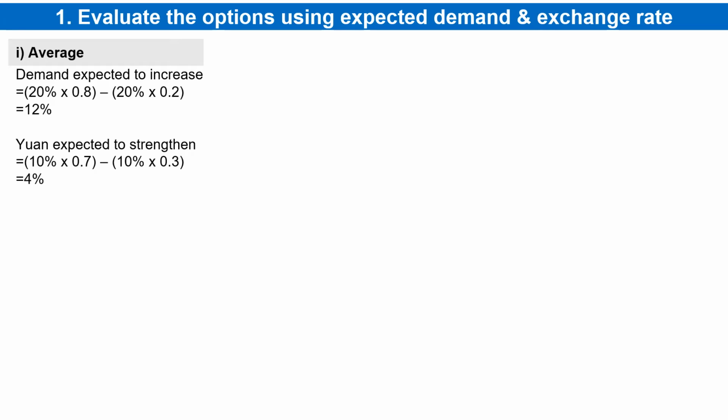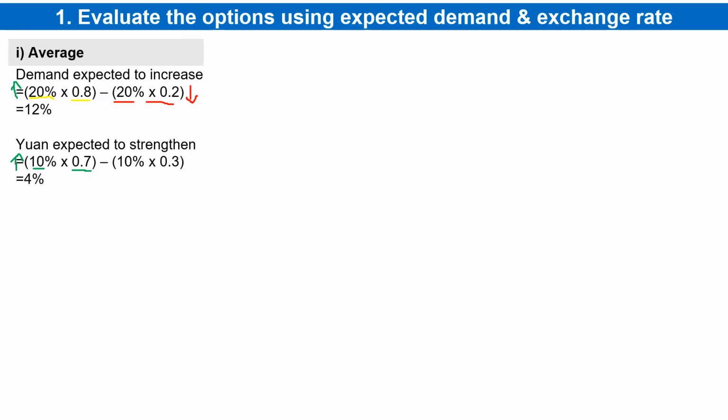The average demand expected to increase is 20% times 0.8 minus 20% times 0.2. This is the probability that their demand will increase, and this is the probability that their demand will decrease. And the increase is 20% and the decrease is 20%. So we get 12%.